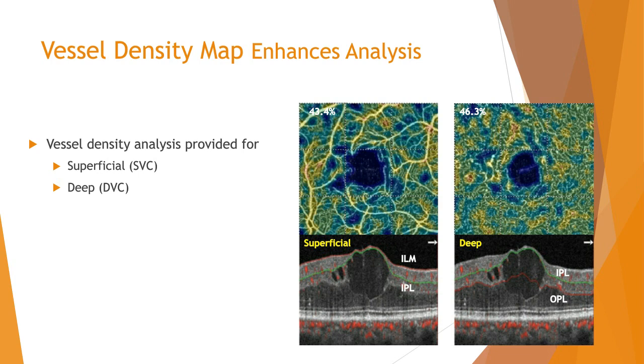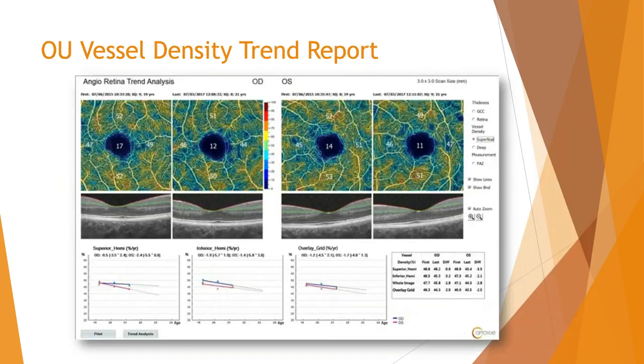And again, if you don't want to guess how poorly perfused this eye is, the AngioAnalytics program will give you a percentage of vascular density, which again, as you can see here, can be monitored over time. So everything has a way to take out all the guesswork of looking at things and progression over time.